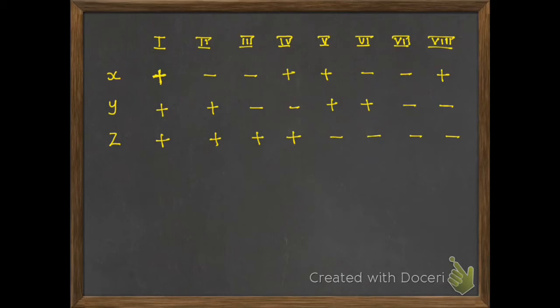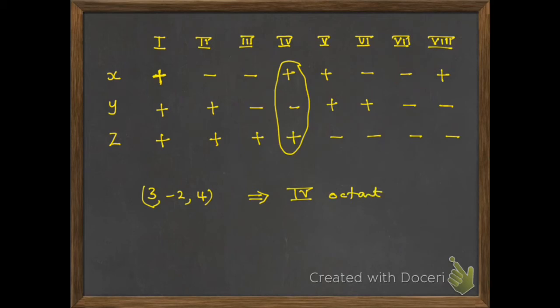Now what does this actually mean? It means if I give you any point, say 3, minus 2, 4, from this you can guess on which octant the number lies. So x is positive, y is negative. So can you see this one? So that means this lies on the 4th octant. So look, copy this chart. It's very simple to do this.